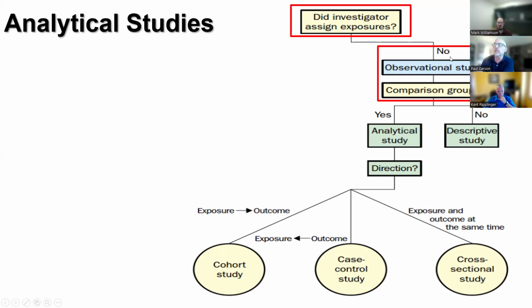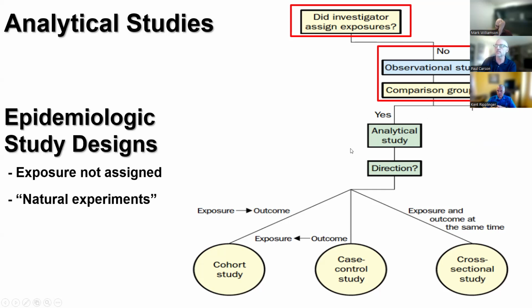So the investigator did not assign the exposure. They're looking in nature. They're looking at natural experiments, if you will, to try and make comparisons. If they didn't have a comparison group, that's our descriptive studies that we just talked about. But if they are trying to get a comparison group, that's an analytic study. And these are where the exposure is not assigned, and these are what we call natural experiments.